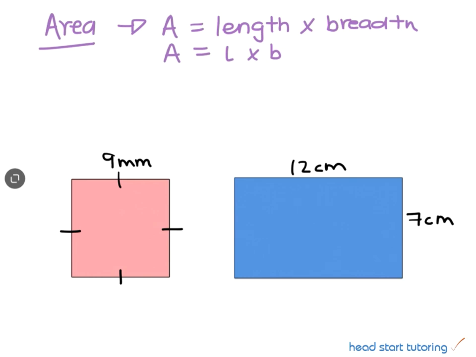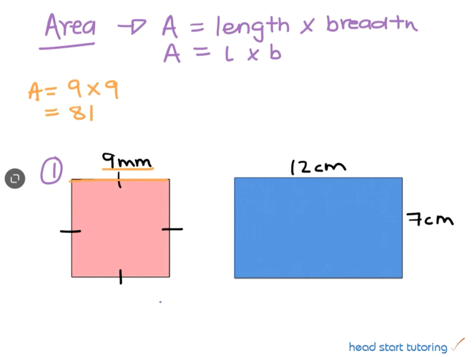Right, so let's first have a look at this square. Because we know the properties of squares, we know that all the sides in a square are equal. So if we are given what the length or breadth of a square is, we know that the other sides will be exactly the same. So this 9 millimeters helps us a lot with working out the area of this square. So the area of this square will be equal to 9 multiplied by 9. And 9 multiplied by 9 is equal to 81.